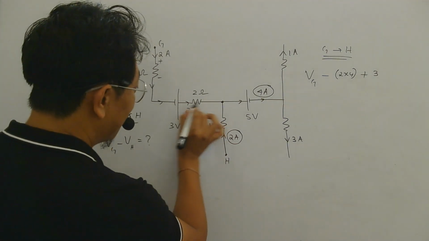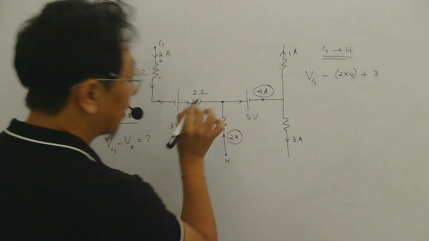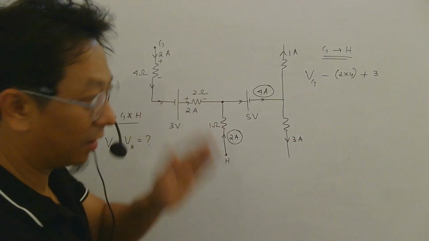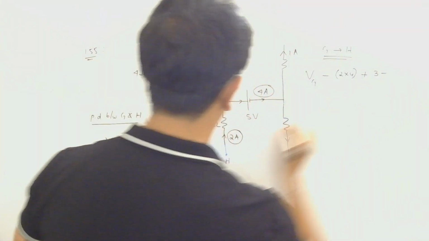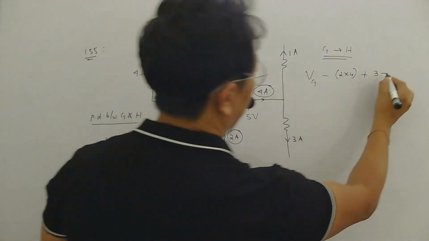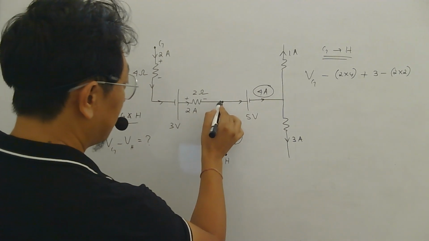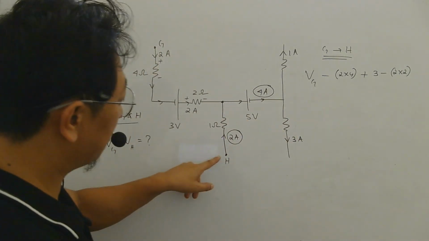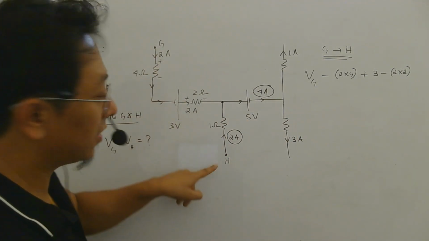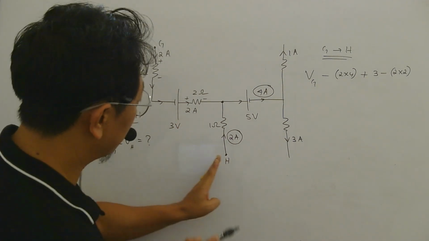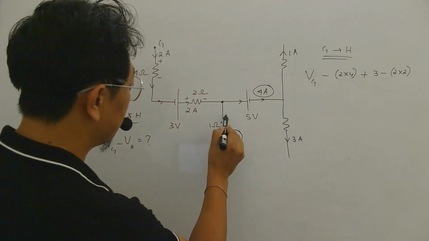Then in this resistor also I am moving along the current. Along the current means current flows from plus to minus. Again a drop. Minus I into R for this will be what? 2 into 2. Then I reach this point. Now don't go there because we need the potential difference between G and H. So come here. Now be careful, as you come down, current is going this way. So this is plus, this is minus.